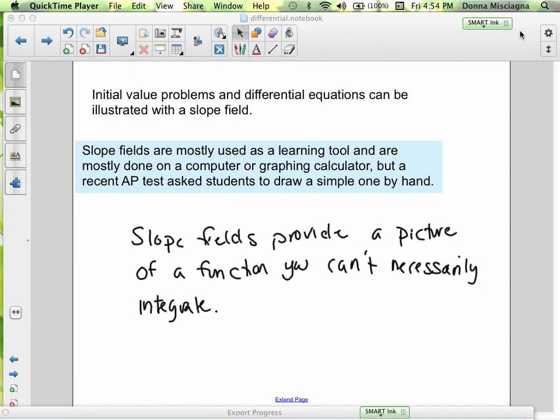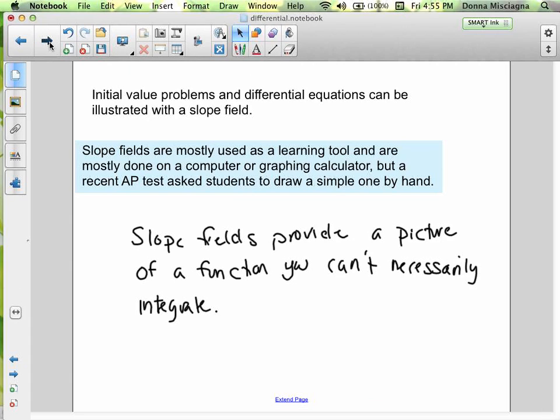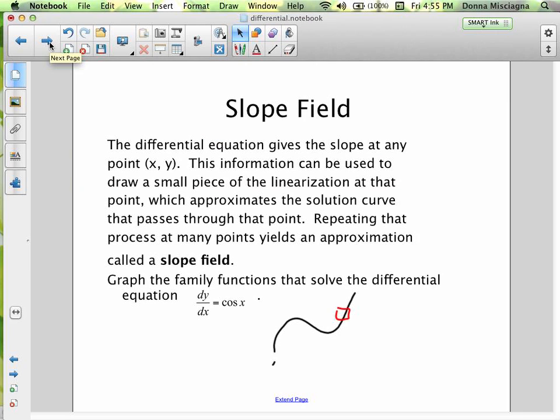All right, so initial value problems and differential equations can be illustrated with a slope field. Slope fields are mostly used as a learning tool. They can be done in a computer or graphing calculator, but we can also draw simple ones by hand. Slope fields provide a picture of a function that you can't necessarily integrate. Sometimes all we have is a differential equation, and we can find the slopes, and we can gather, hey, what's the equation that has this as its derivative? Because we can't integrate it, and even the calculator can't integrate it. But we can see a picture of it.